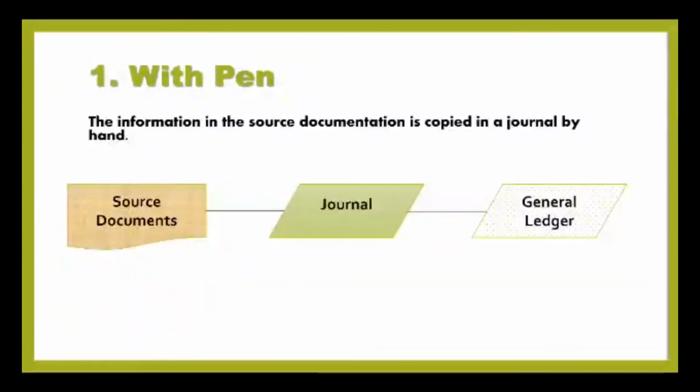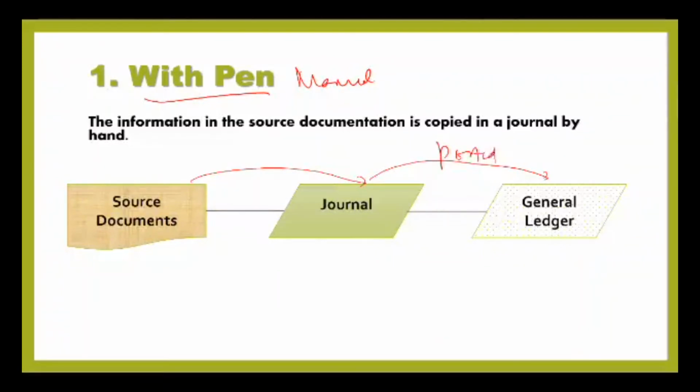So how do we record a source document with pen using a manual system? This is for the manual system. The source document may be recorded into the journal, and then from the journal it is recorded to the, no, this is not recorded, this is posted. This is posting, this is recording. Okay, the difference between posting and recording. To record is to record the source document, and then from the journal you have to post it to the general ledger. This is used with pen.